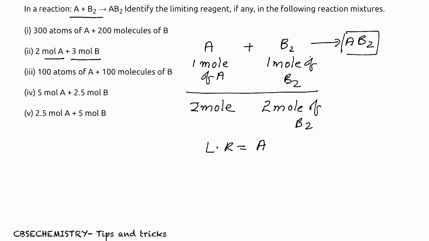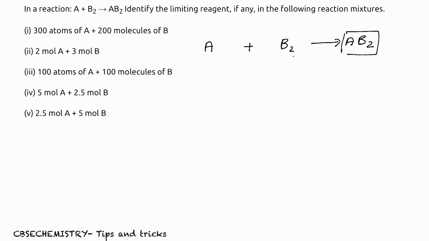As per the stoichiometry, 1 mole of A requires 1 mole of B2. Okay. Now as per the question, how many moles of A and B2 do we have? 2 moles of A and 3 moles of B2. Now check, 2 moles of A require how many moles of B2? If 1 needs 1, 2 need 2. Correct. So the requirement is 2. But we have 3, which means B2 is in excess, more than the requirement. Which means the other one, that is A, is the limiting reagent.